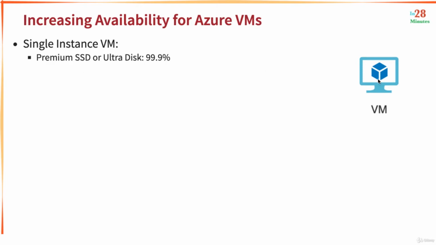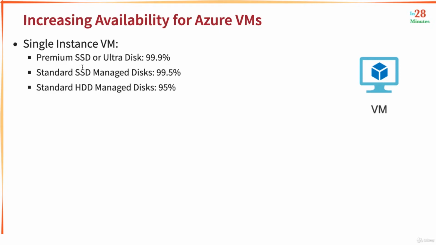We talked about the fact that virtual machines can be attached with disks. There are different types of disks which are present: premium SSD, ultra disk, standard SSD, standard HDD, and based on the disk which is attached, the availability guarantee from Azure for your virtual machine varies. If you are attaching premium or ultra disk, it's 99.9%. If you are attaching standard SSD, the availability goes down to 99.5%. If you are attaching standard HDD, hard disk drive, then it goes down even further, to 95%.